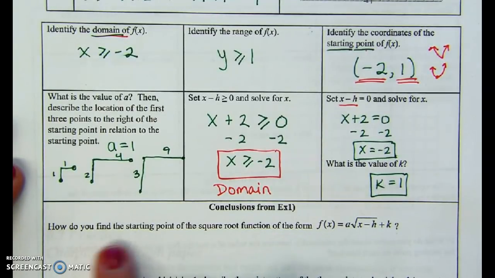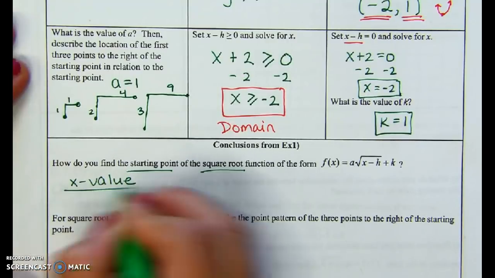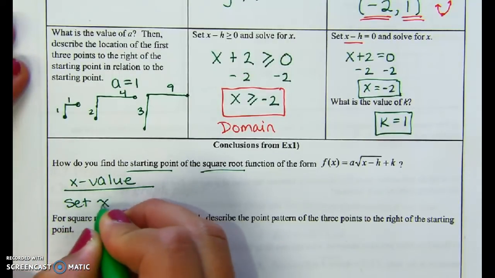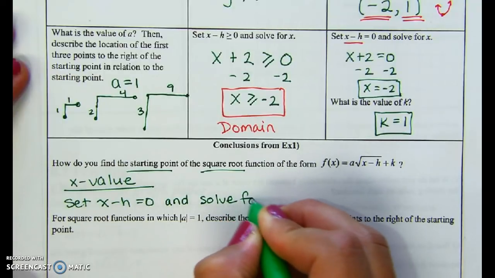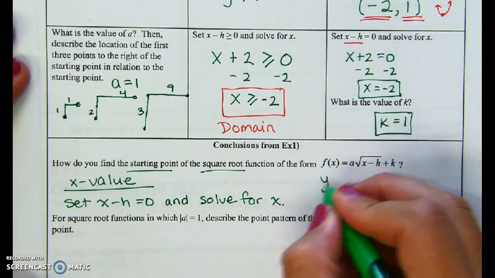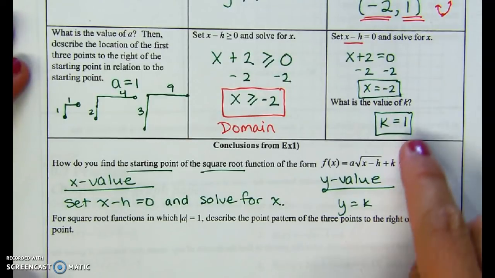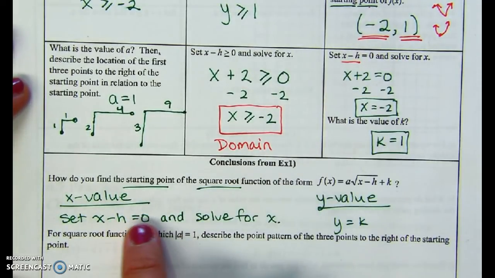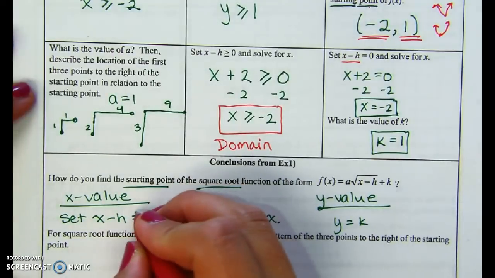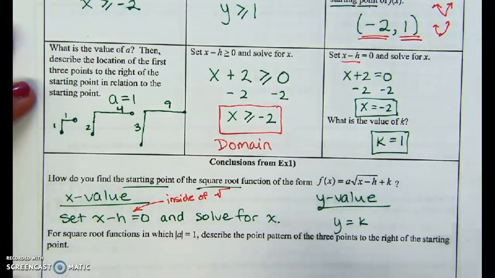What are our conclusions? How do you find the starting point of a square root function if it's in that form? To find the x value, you set x minus h equal to 0 and solve for x. That's kind of wordy, but the y value is the k value, so that's kind of easier. To find the x value, you have to set the inside of the square root equal to 0 and solve for x.